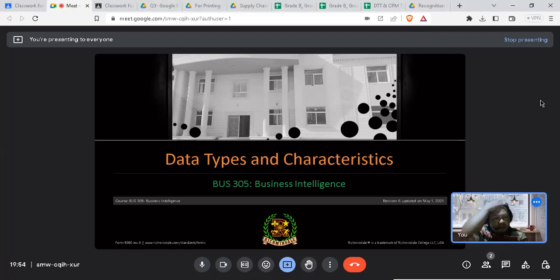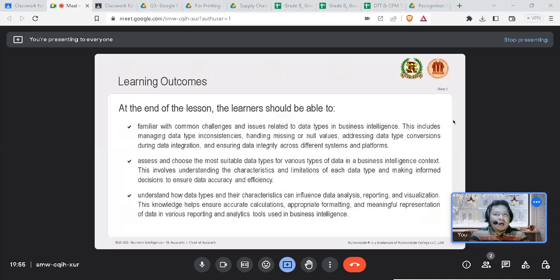So this is our second topic for business intelligence. Our topic will be data types and characteristics. Last time, we talked about the introduction of business intelligence. First, our learning outcomes.